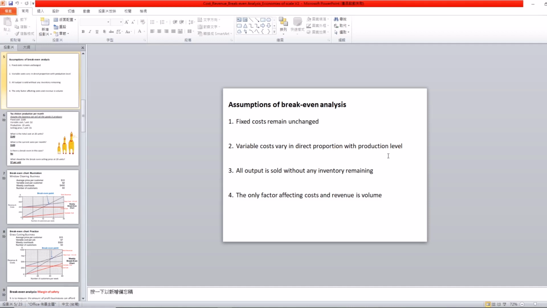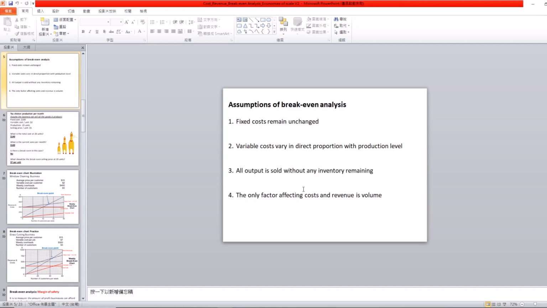Okay, and then we go to the third one. All output is sold without any inventory remaining. So we are trying to make things easier. We just assume whatever units we have produced, we can sell them all. That is easier for the presentation that you will see later on.